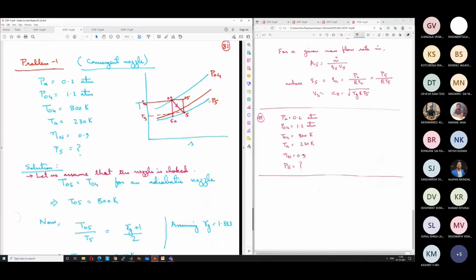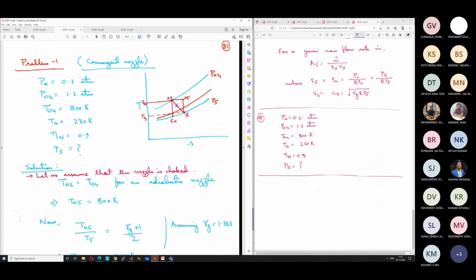P5 is the exit pressure, which we do not know, which we have to find. So it can be equal to atmospheric pressure, it can be higher than atmospheric pressure. At this point, we do not know whether it is equal to atmospheric pressure or whether it is higher than atmospheric pressure. And TA is the ambient temperature. We don't know whether this will be required or not.